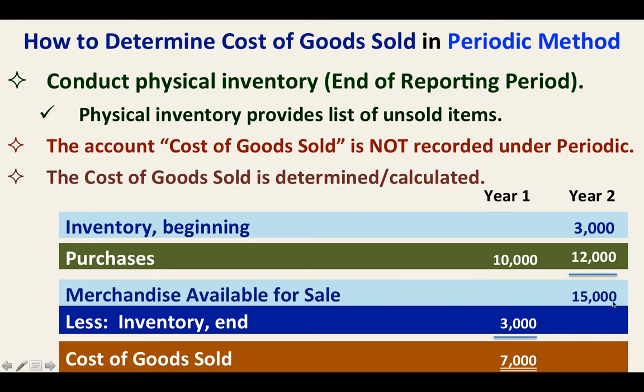This is the merchandise available for sale for year two, okay? And then we will conduct an inventory again at the end of the year to compute the cost of goods sold for year two. Suppose that in year two the ending inventory is 5,000, so our cost of goods sold is 15,000 minus 5,000, our cost of goods sold is 10,000.